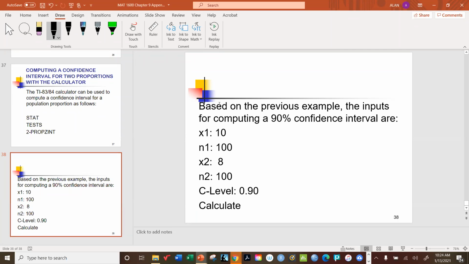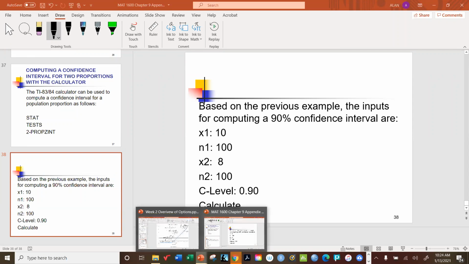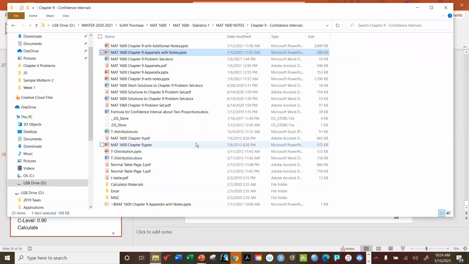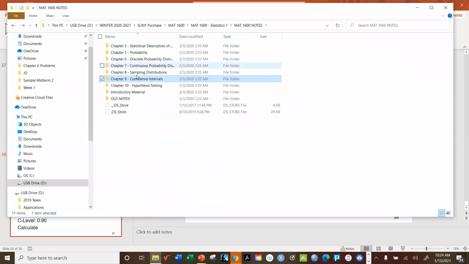All right, so now it's time for the last chapter of the course, number 10, which is our discussion about what we're going to call hypothesis testing.